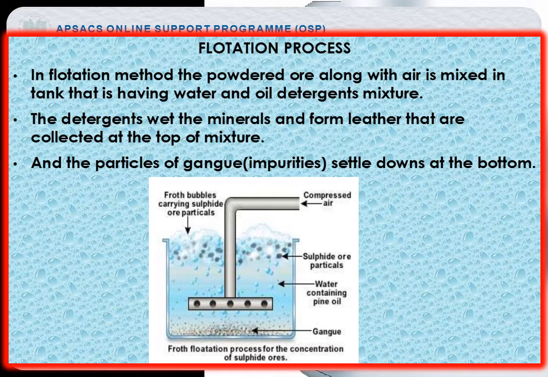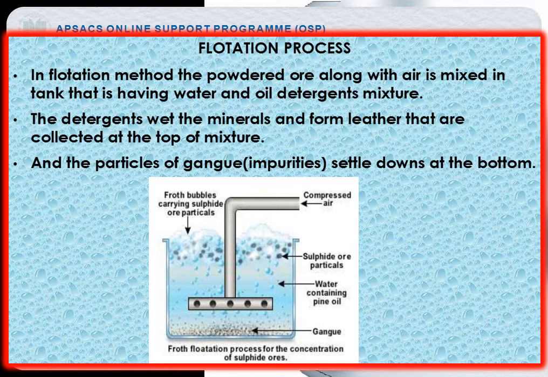Flotation process. In the flotation method, the powdered ore along with air is mixed in a tank that is having water and oil detergents mixture. The detergent wets the mineral and forms lather that is collected at the top of the mixture, and the particles of the gangue, or you can say impurities, settle down at the bottom.